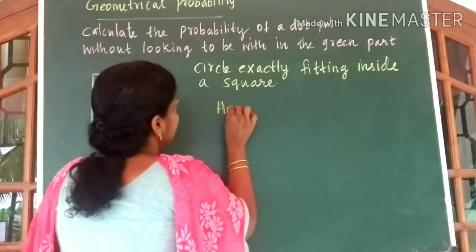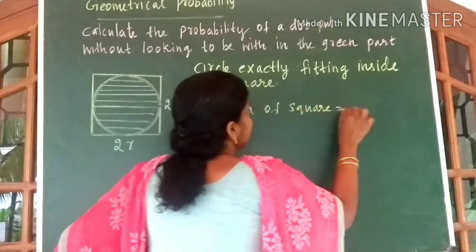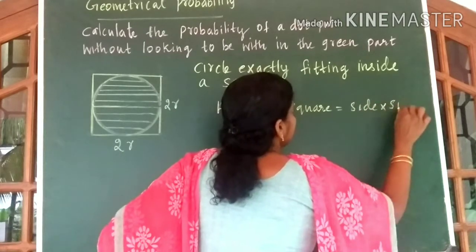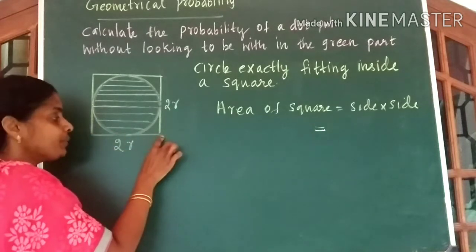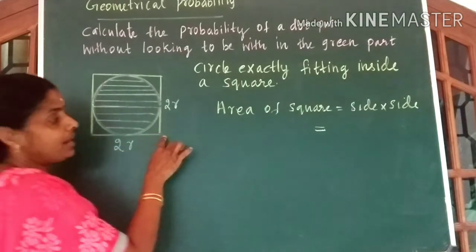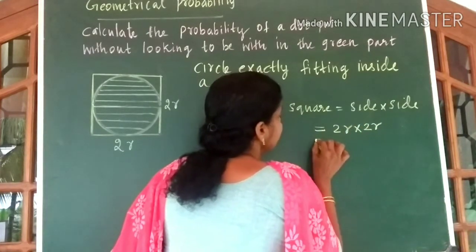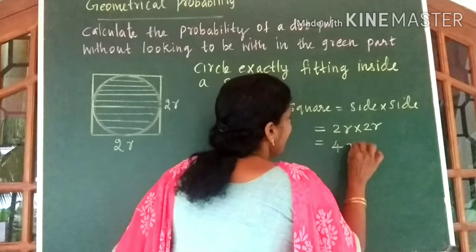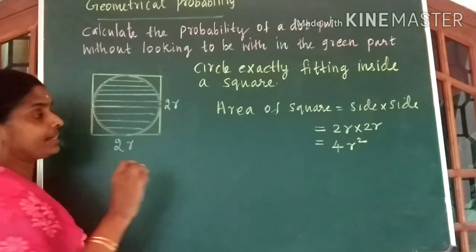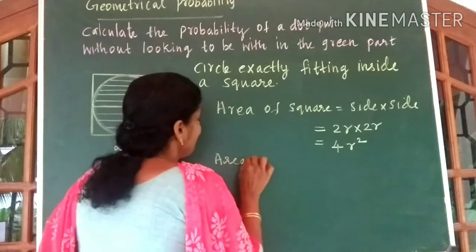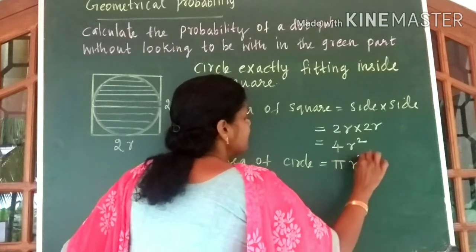Area of square is equal to side into side. That is, what is the side? We took the side of square as 2r. So, you get 2r into 2r. That gives you 4r square. Now, let us find the area of the circle. So, area of circle is equal to pi r square.